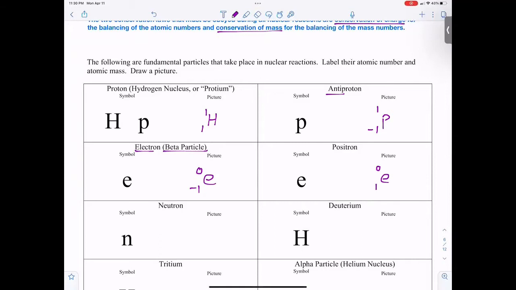A neutron has a relative mass of 1 unit, very similar to a proton, but it has no charge to it. A neutron is neutral. So if it has no charge, it has no atomic number.